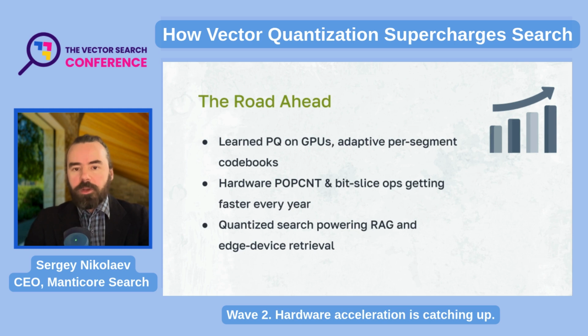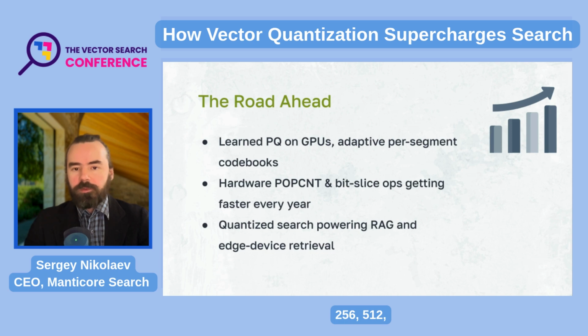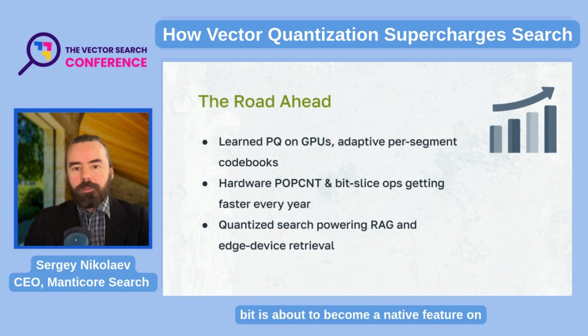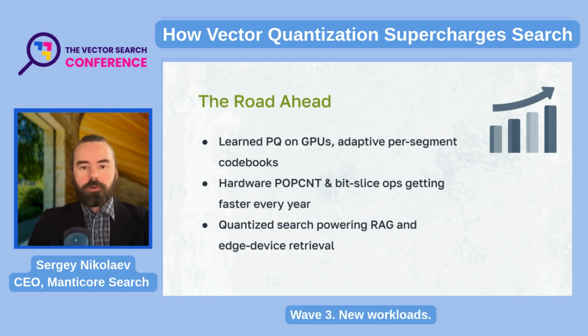Wave 2: hardware acceleration is catching up. We're seeing instructions like POPCNT and bit slicing grow wider, 256, 512, even 1024-bit lanes in the latest CPUs. On top of that, Apple's Neural Engine and Qualcomm's Hexagon already support XOR plus population count directly. That basically means that fast Hamming search, using just 1 bit, is about to become a native feature on mobile chips.